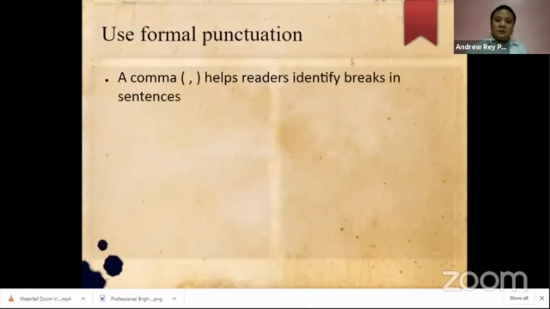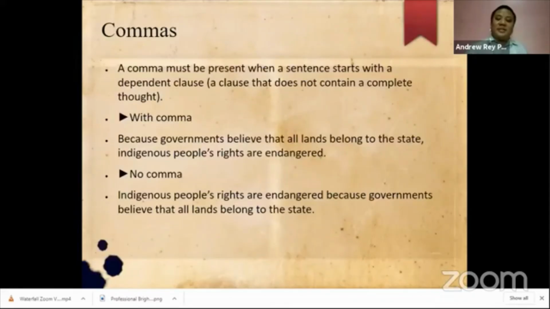So, also a comma helps readers identify breaks in sentences. Okay? A comma must be present when a sentence starts with a dependent clause. When we say dependent clause, it means a clause that does not contain a complete thought. For example, okay, you need to use a comma in this sentence. Because governments believe that all lands belong to the state, indigenous people's rights are endangered.